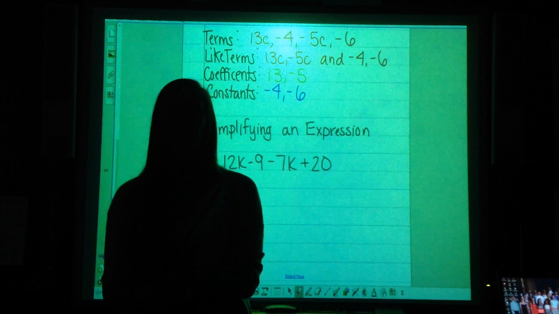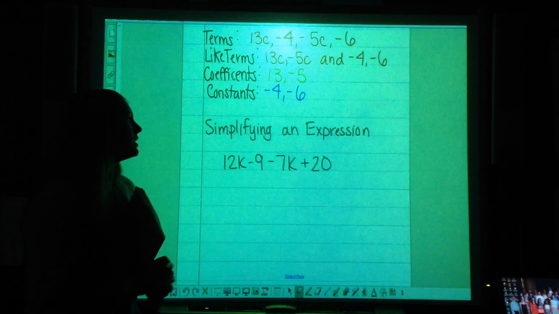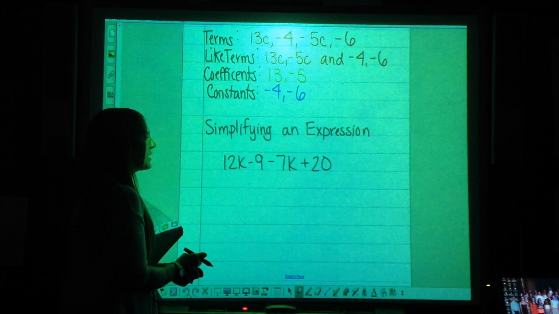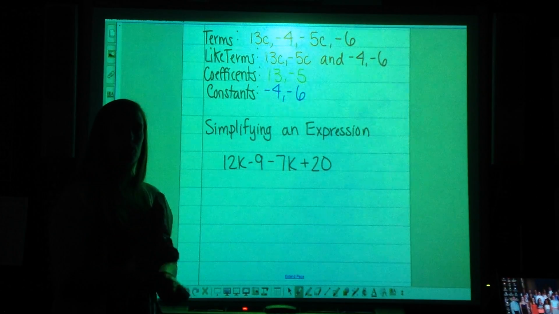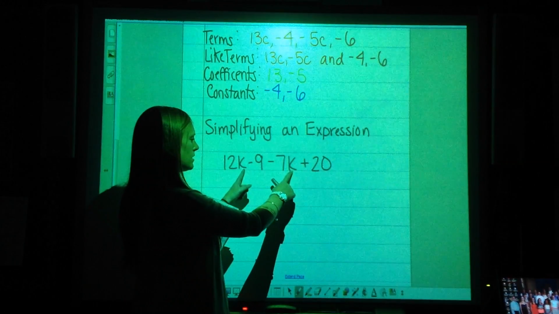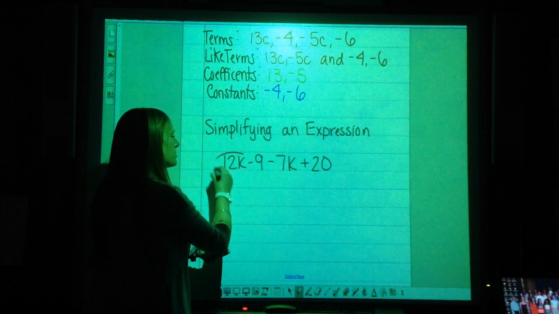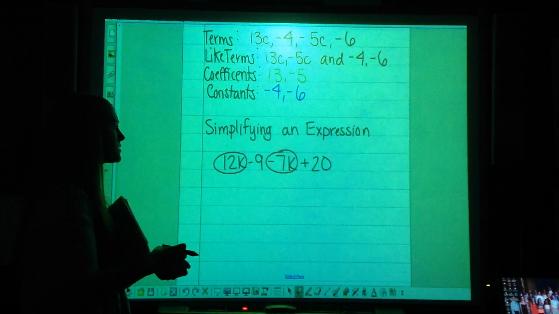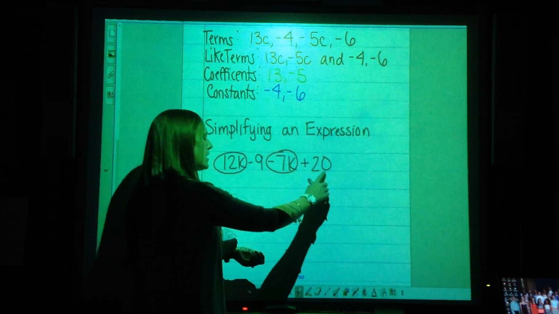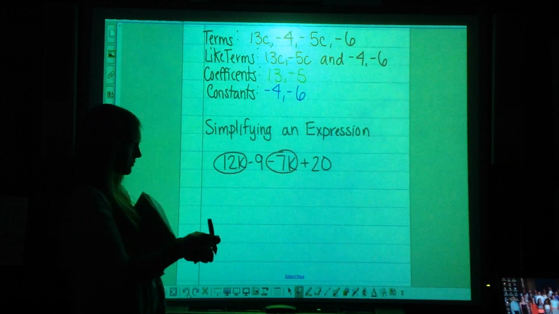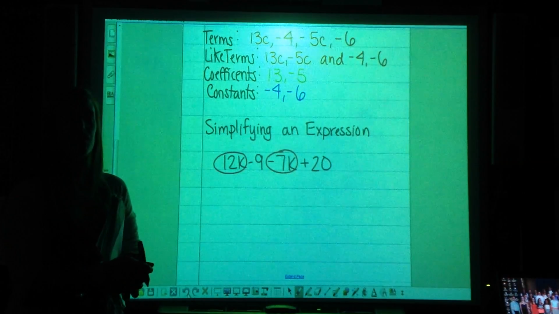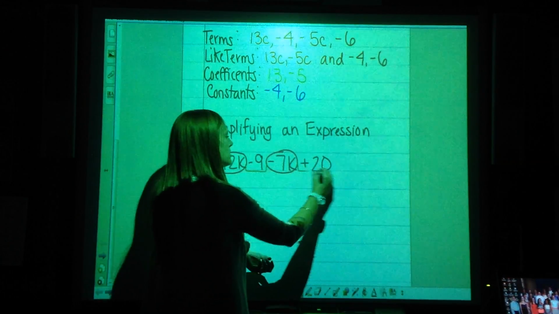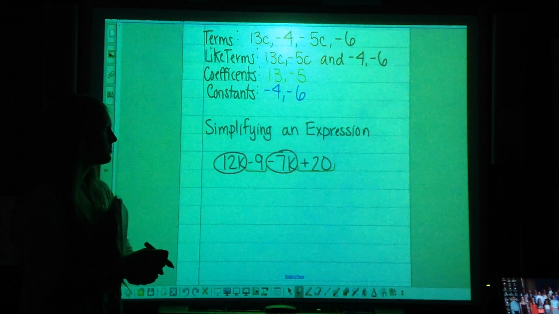Before you can simplify, you have to identify your like terms. The way I like to do this is to circle my like terms. So like terms are the same variables raised to the same power. So here I can see that these variables are the same, so I'm going to circle them both in red. Again, I'm taking the sign out in front. That's also important. Negative 9 and positive 20 are left over. They are also like terms because they both do not have a variable. They are both constants. So maybe I'll underline these to show that they're like terms.